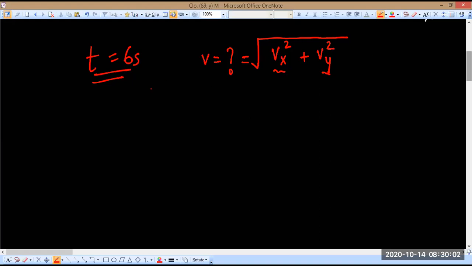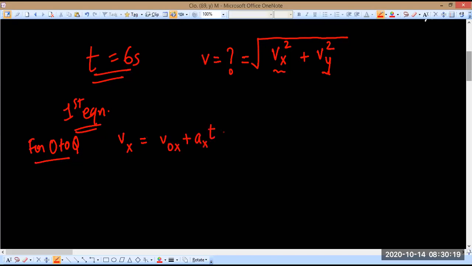Okay, so for that we have to find what is vx and what is vy. Let's do that. So for finding vx, we can use first equation of kinematics. Vx, again this is for O to Q, remember all of this is for O to Q. Vx is equal to V0x plus axt. Put the values, tell me this final answer. And similarly for O to Q, once again you find Vy on your own. Come on, I'm giving you 1 minute here again, make it fast.